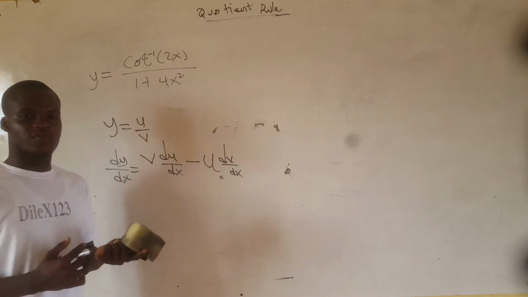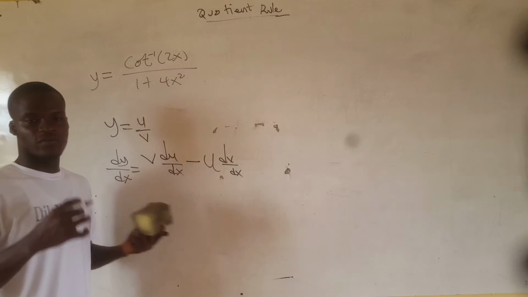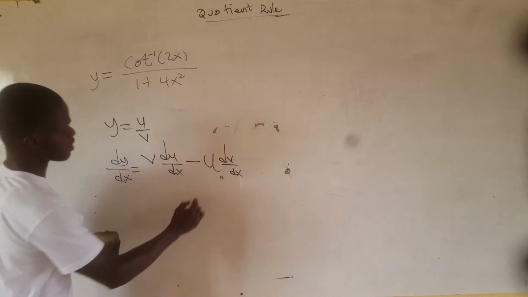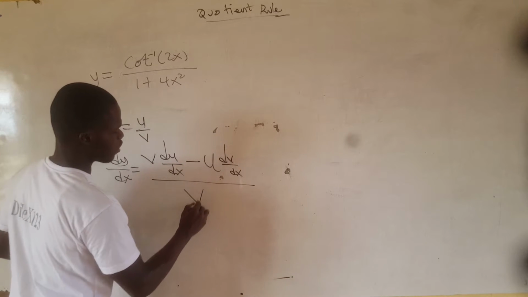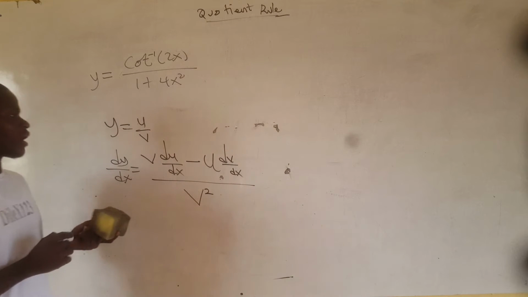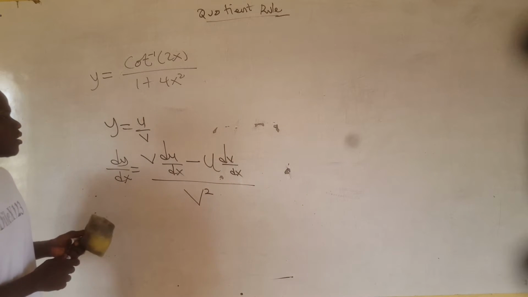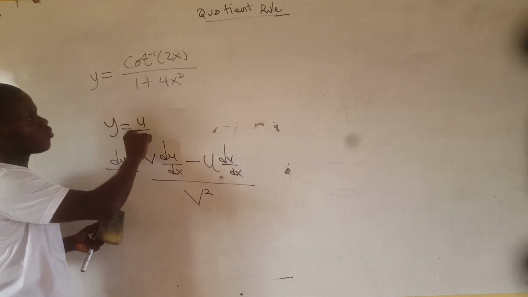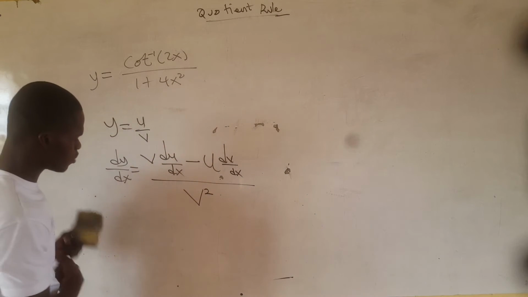When we differentiate v, we get dv dx because v is a function in terms of x, and then u is also another function in terms of x, all over v squared. So this is what we are going to use to differentiate the function. So the denominator here will be equal to v, and then the numerator will be equal to u. Then we'll quickly do that.